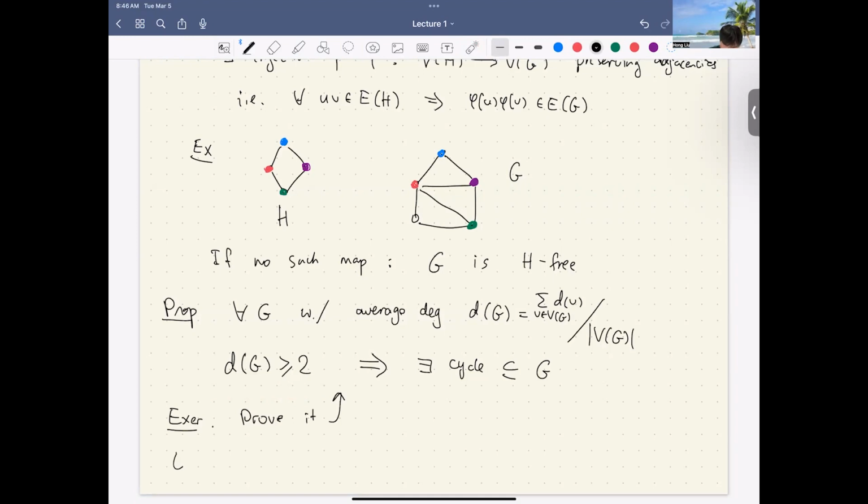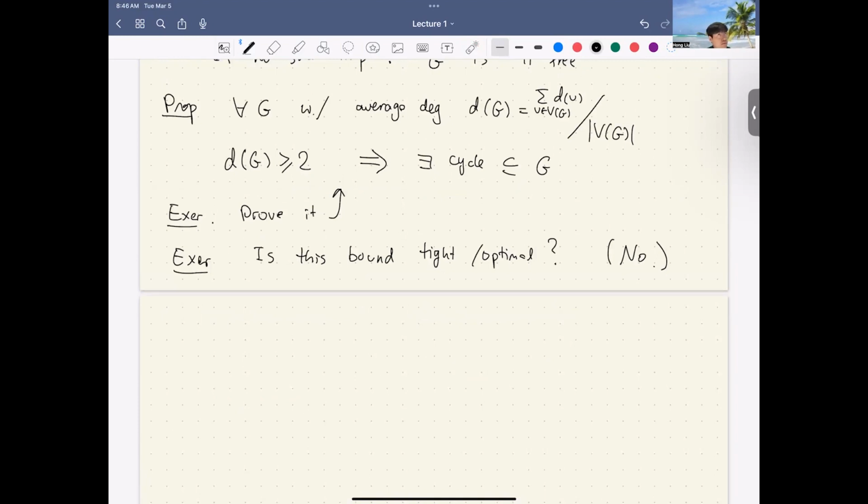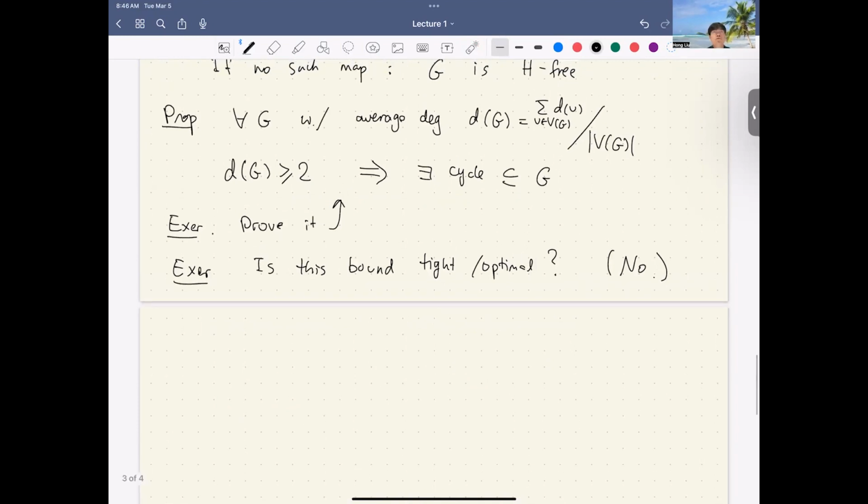And the second exercise, a simple exercise: is this bound tight or optimal? Can it be 1.99? I can tell you the answer is no. So think of an example illustrating that it cannot be anything smaller than 2. That's a very good question one can ask. Whenever you see an extremal combinatorics result, if it involves some quantity, the first thought that comes to mind is: is this bound optimal?